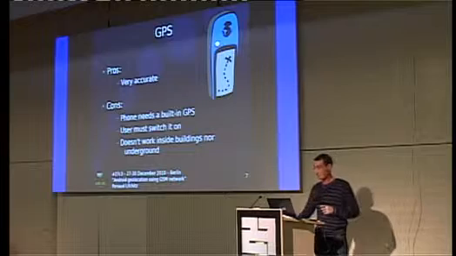Another problem with the GPS is that it doesn't work inside buildings because you don't have the satellite view, nor underground, for example, in the subways. So you can't locate yourself in the subways or in the buildings. So that's a problem.